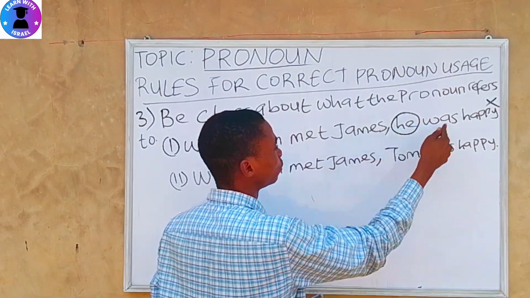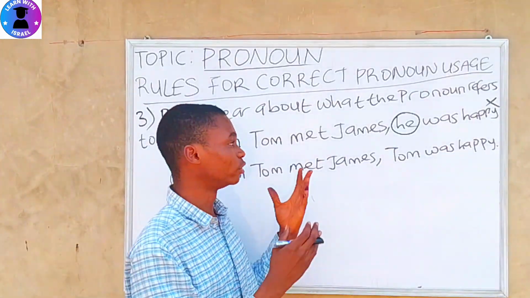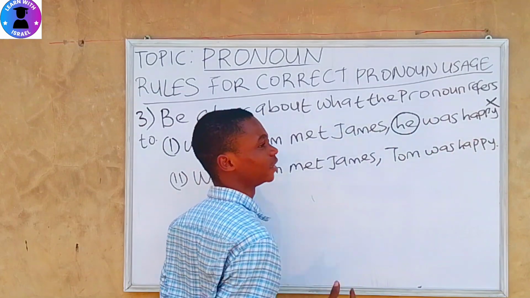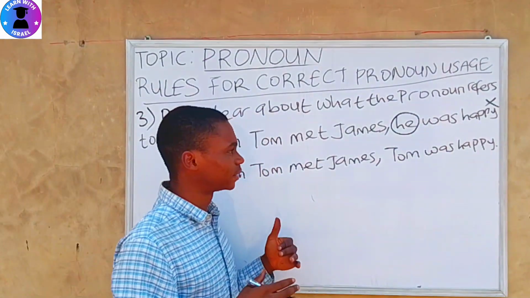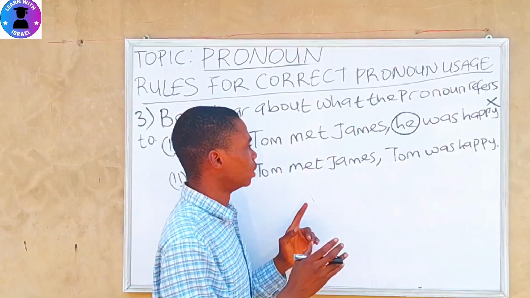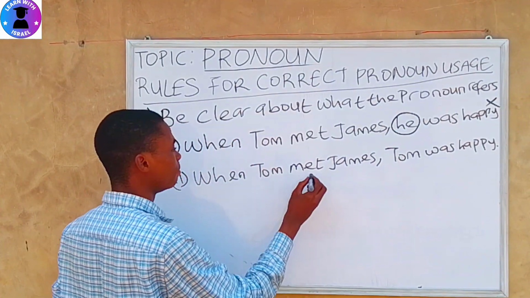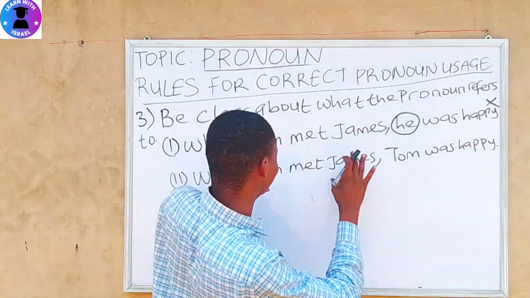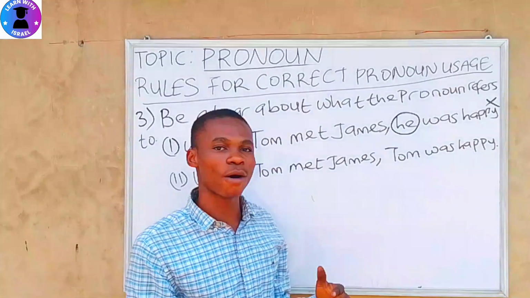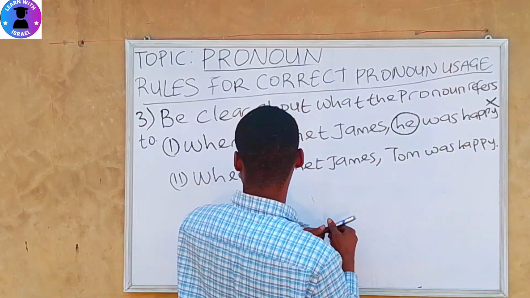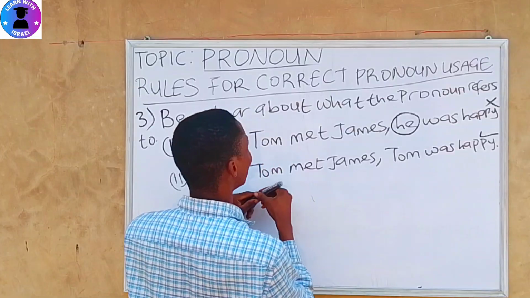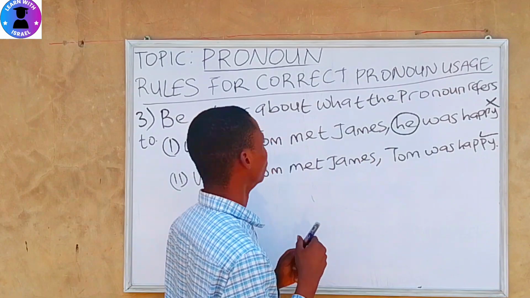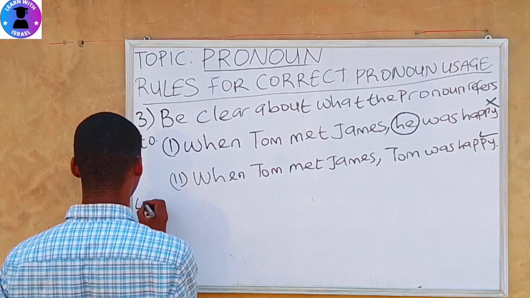When Tom met James, he was happy. We don't know whether it is Tom that is happy, and we don't know whether it is James that is happy. So avoid ambiguous references. It is not needed, because pronouns make words easier and smoother. So let's check the second one. When Tom met James, Tom was happy. You see, this second one makes us understand the person that was happy. So it is Tom that was happy. So the second one is the correct answer. Be clear about what the pronoun refers to. Is it referring to Tom or referring to James?